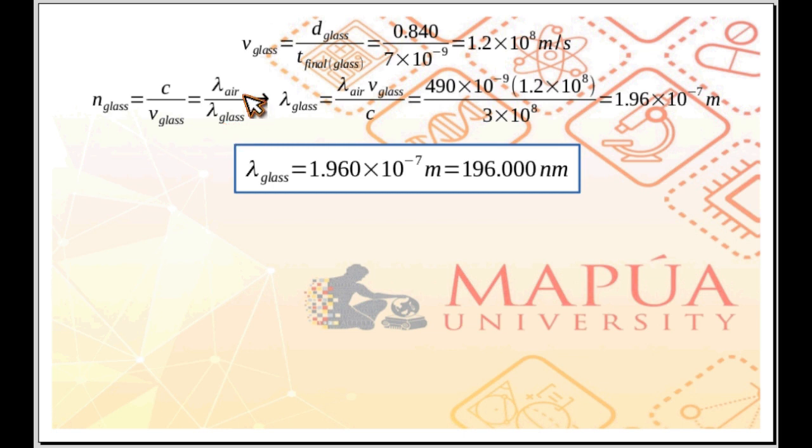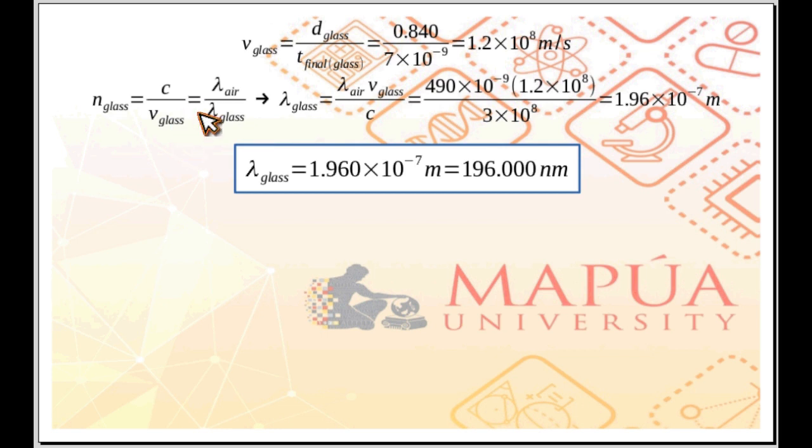Now, lambda air, note that this should be lambda in vacuum, but since we are taking the index of refraction of air to be the same as the index of refraction of vacuum, the wavelength of light in air is pretty much the wavelength of light in vacuum. So we can use the wavelength of light in air for this equation.